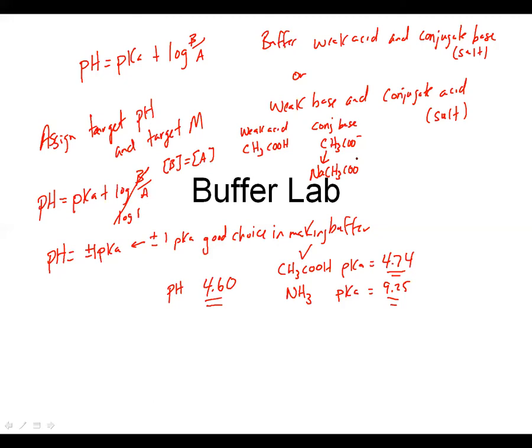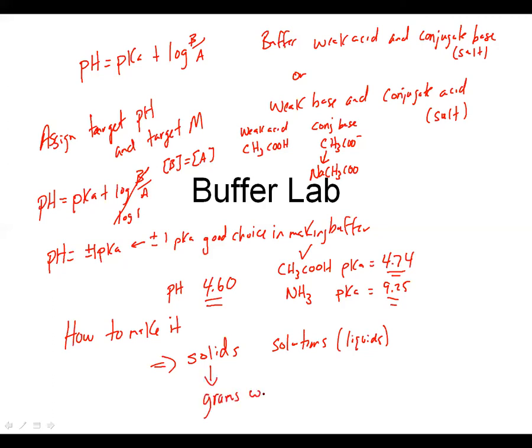And this is the first part of what you'll be doing, is trying to select the correct components to make the buffer that you need to make at that selected pH. Once you make that selection in terms of what I'm going to make my buffer out of, you then will need to figure out how to make it. And what that means is some of the reagents that you could choose from could be solids. Some could be solutions or liquids, which means if it's a solid, you need to figure out probably how many grams to weigh out. If it's a liquid, you need to figure out probably how many milliliters are needed.